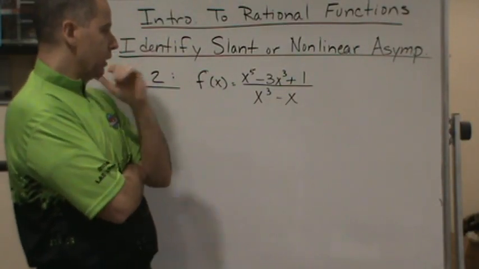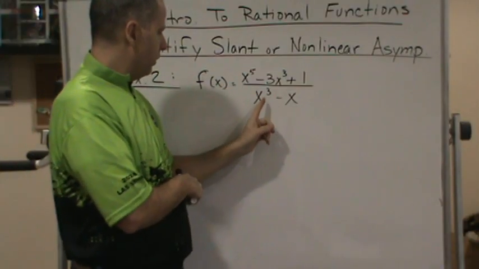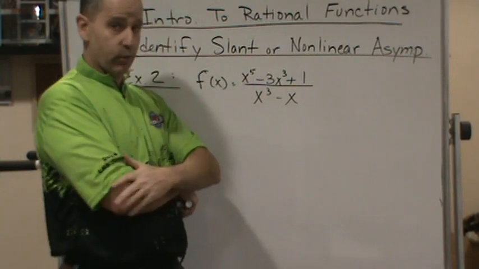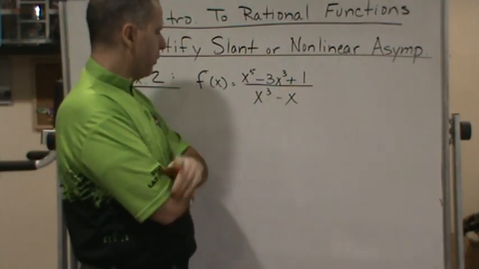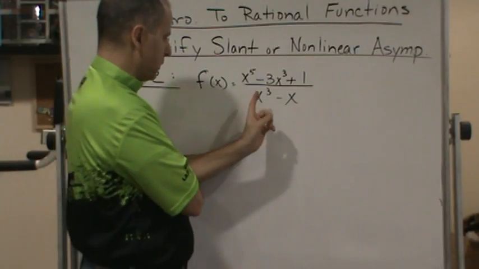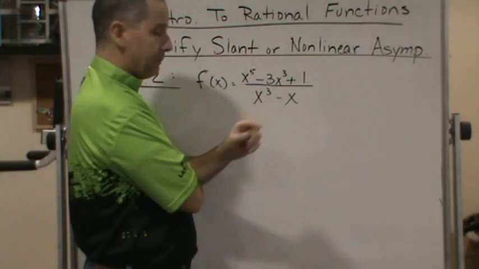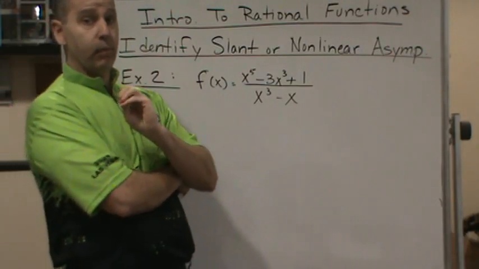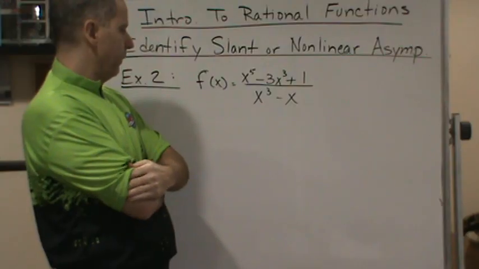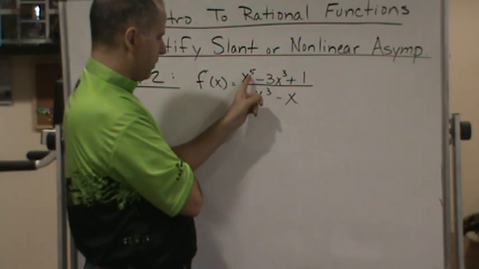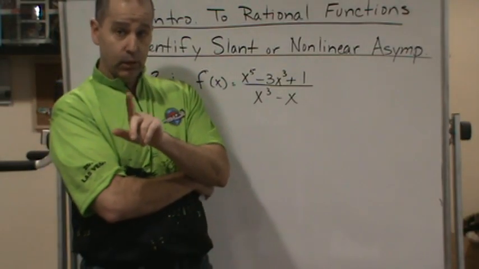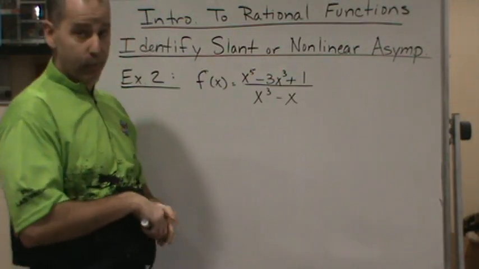Now, as far as horizontal asymptotes, there are no horizontal asymptotes because the degree of the top is bigger than the degree of the bottom. But also a slant or oblique asymptote doesn't exist because the degree of the top is more than one more than the degree of the bottom. Notice it's 2 more. But there is a nonlinear asymptote here, and how are we going to find it?